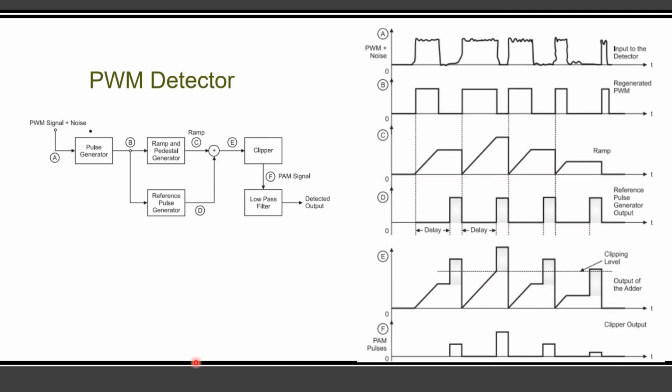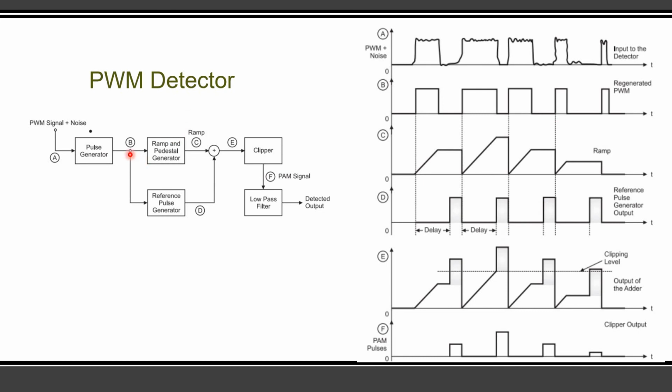Now this pulse width modulated signal we are applying to the detector. We have to demodulate the original message signal from the pulse width modulated signal. At the beginning, it is pulse width modulated signal plus noise. After transmitting over a long distance, your pulse width modulated signal is slightly distorted. This signal is regenerated by using a pulse generator. So the output of the pulse generator is a cleaned signal: whatever ripples or up and down variations are in the original received signal will be eliminated, and the pulse width modulated signal is regenerated.